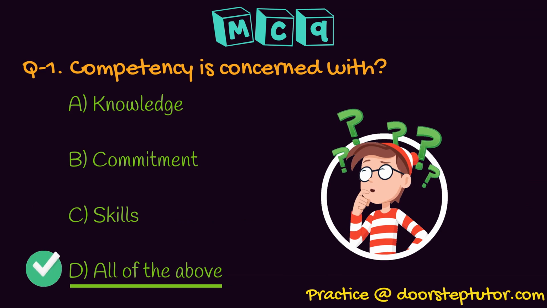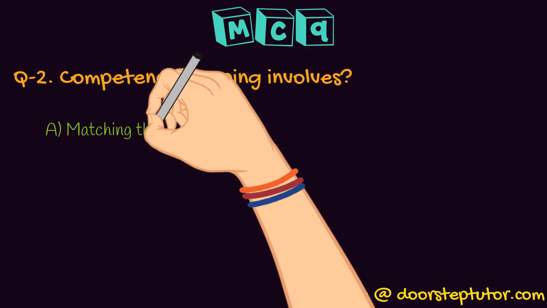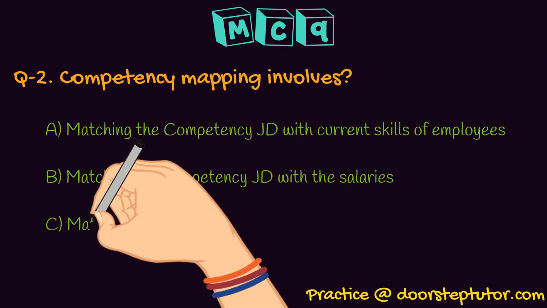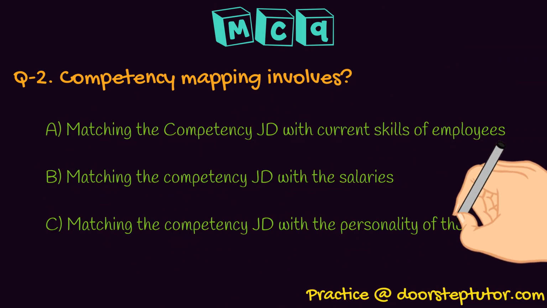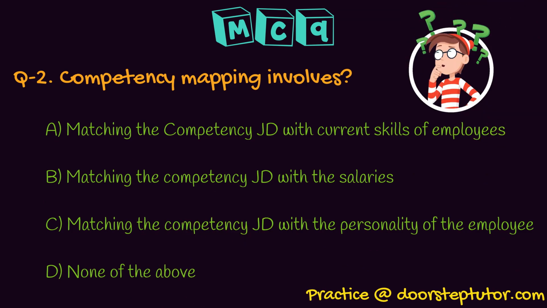Now the next question is, competency mapping involves matching the competency based JD with current skills of the employees, matching the competency JD with the salaries, matching it with the personality of the employee, or none of the above. See, we discussed that we have to match the competency based JD with the current skills of the employees. That is the skills which they are having right now. So the correct answer would be option A for this question.